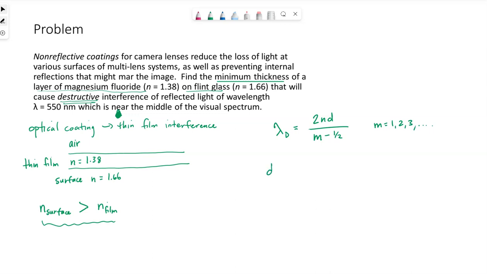We're trying to find the minimum thickness, so we're trying to find d. So if I bring everything over to the other side, d is going to be smallest when m is smallest. So minimum thickness is going to be when m is 1 specifically, because if we use 2, we'll get a bigger value of d.